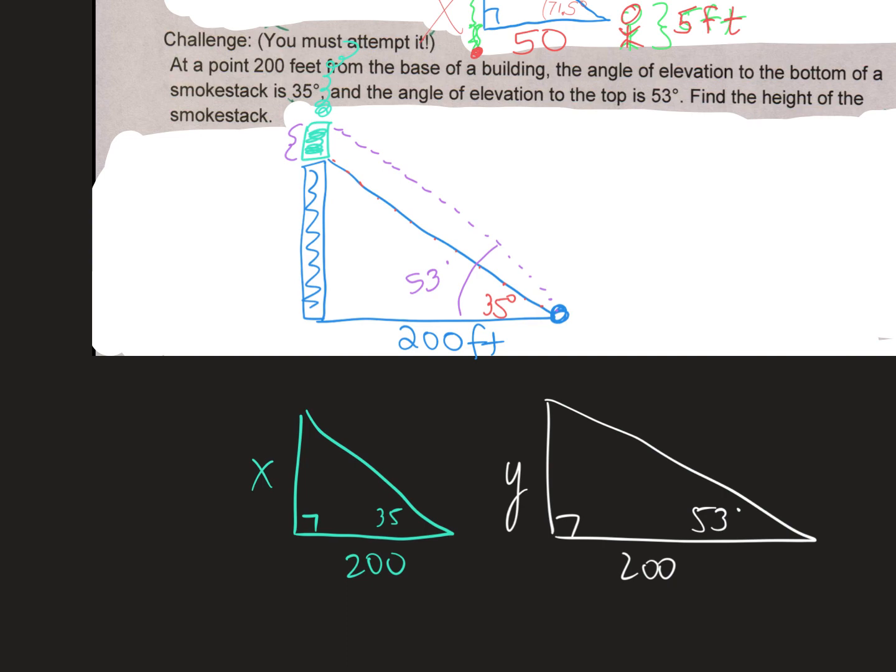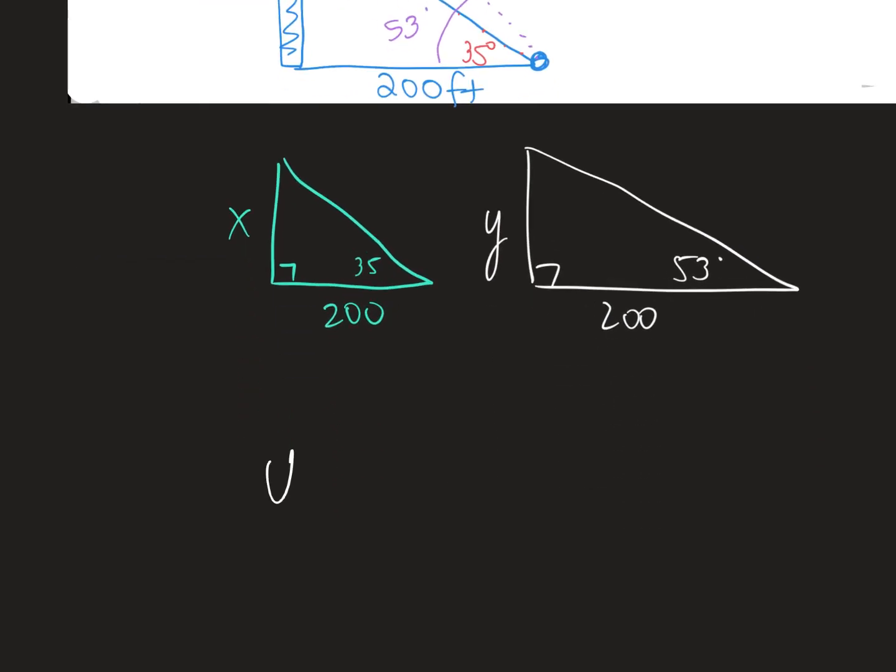So how would you figure out how tall just the smokestack is if you know the height to the bottom of it and then the height to the top of it? How would you figure it out? You subtract. That's it. So you find your x and your y, and then at the end you say y minus x, and that gives you the height of the smokestack.